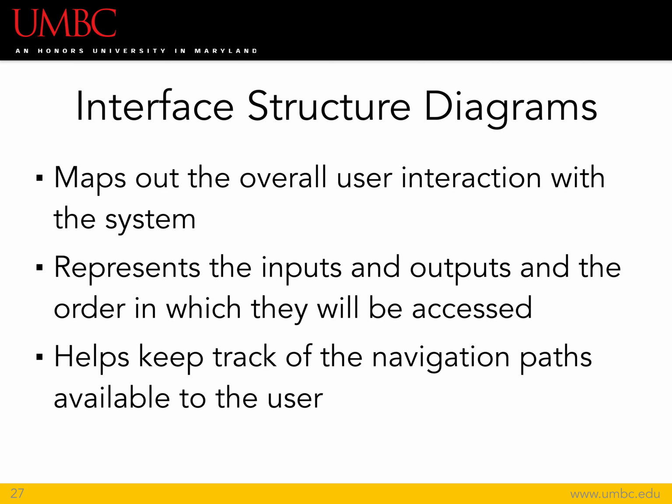Now, an interface structure design diagram is a way of representing an interface structure design. The idea behind the diagram is to map out all of the user's interactions with the system on a screen-by-screen basis. It's going to represent all the inputs and outputs essentially just as links. There's no data elements associated with them, but you will still see the order they're appearing in. So this allows you to follow that next step path very easily, and it can help you keep track of all the navigation paths available to the user simultaneously.